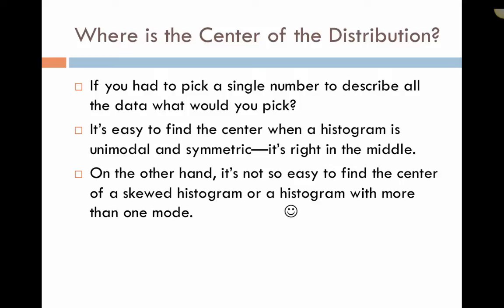So the center of the data is going to be a single number to describe the data as a whole. It's easy to find the center if it's unimodal and symmetric because it's going to be right there in the middle. But it's not quite as easy if the histogram is skewed or if there is more than one mode present. There are two ways to describe center.